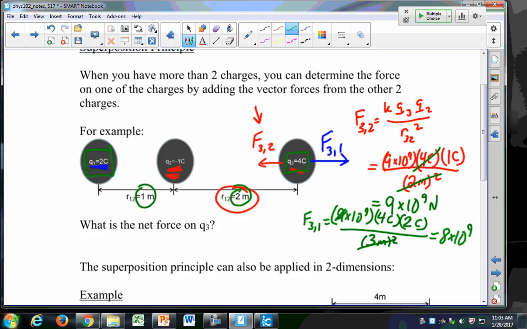All right, so now if I want to know the net force, the sum of all these forces is F31 minus F32. That is 8 times 10 to the 9th minus 9 times 10 to the 9th.